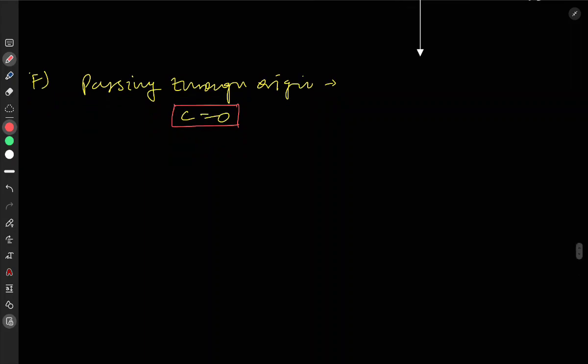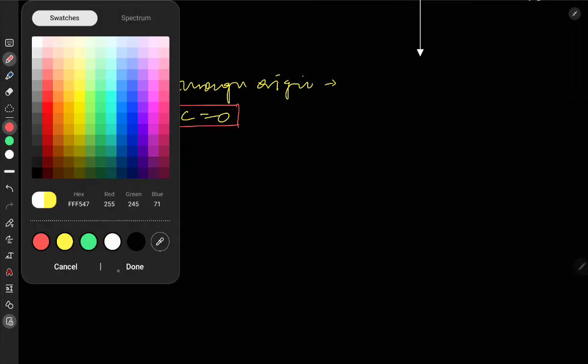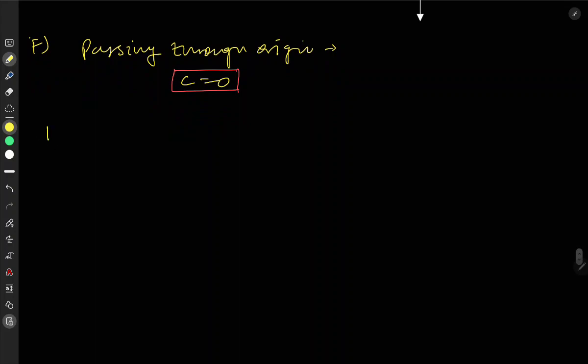And now let us understand some bit of a theory of the intercepts made. Intercept made by circle number 1 on x-axis.